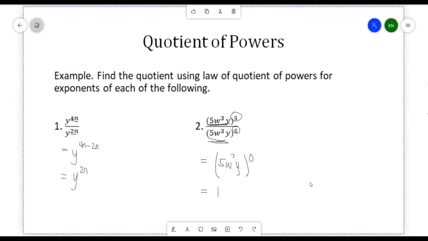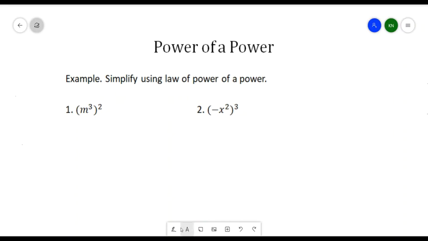Now, let's also discuss another law of exponent, which is power of a power. Now, for the power of a power, given this one, m cubed raised to an exponent of 2. So again, you just have to multiply the exponents. So that gives us m, 3 times 2. So that gives us m raised to 6.